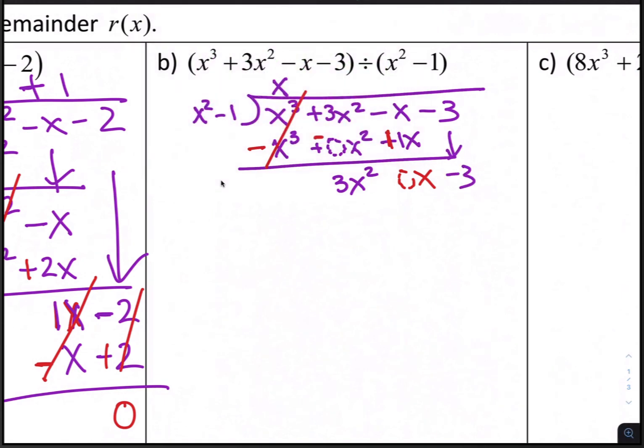All right, start the division over. That is 3x squared divided by the x squared from the divisor, which leaves you with positive 3, which you put at the top. Now let's multiply this positive 3 times everything in the divisor. So 3 times x squared is 3x squared, which you write below. And at the same time, 3 times negative 1 is negative 3, which you also write below.